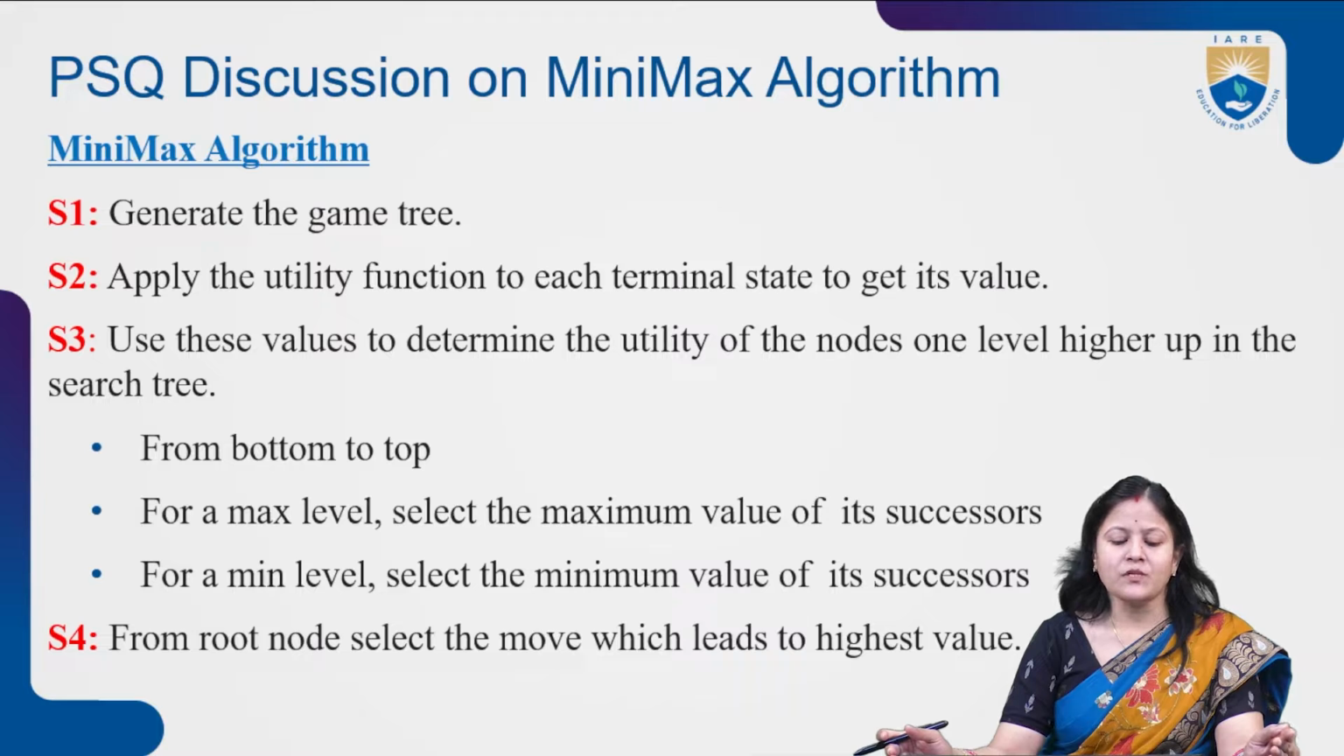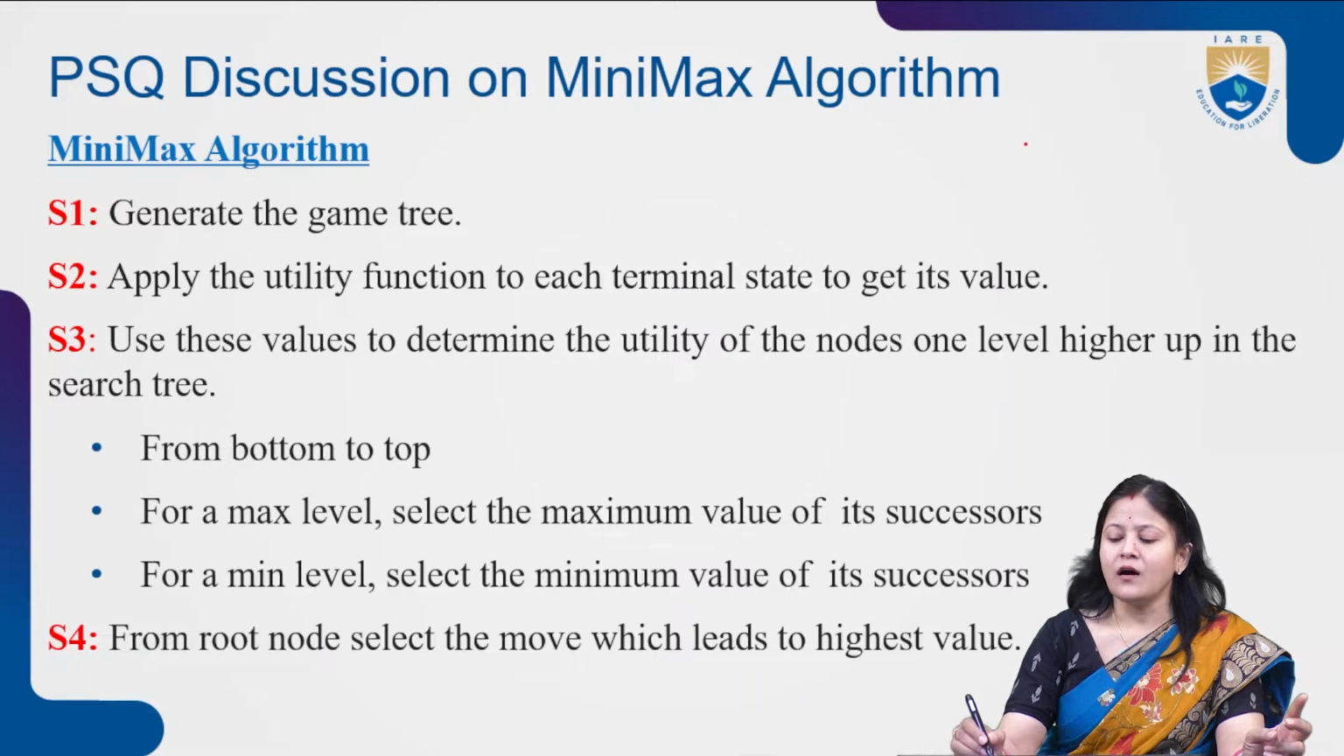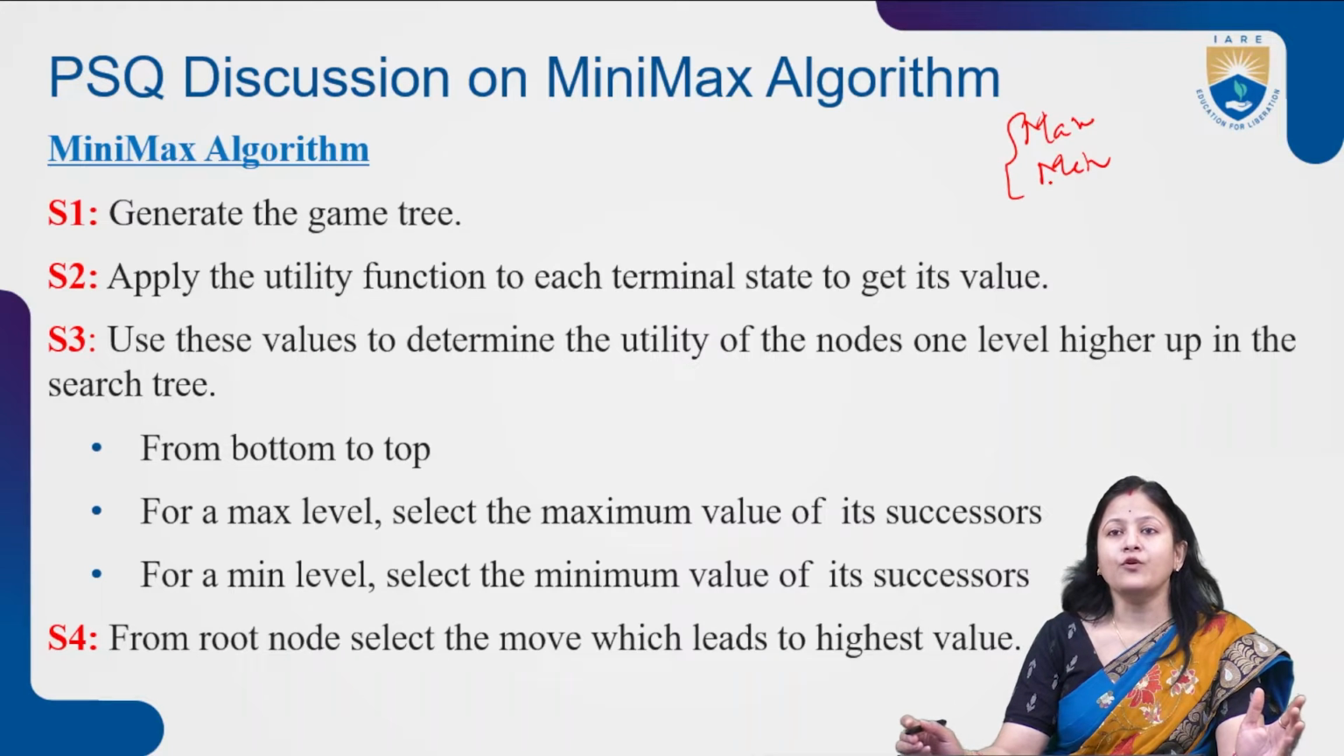MiniMax comes under the adversarial search technique, where first of all it is a two-player game. One is the max player, another is the min player. The two players play as opponents to each other. The max player always tries to achieve the maximum value, the min player always tries to achieve the minimum value, and the min player always tries to gain an advantage over the max player. Now these are the steps of the minimax algorithm.